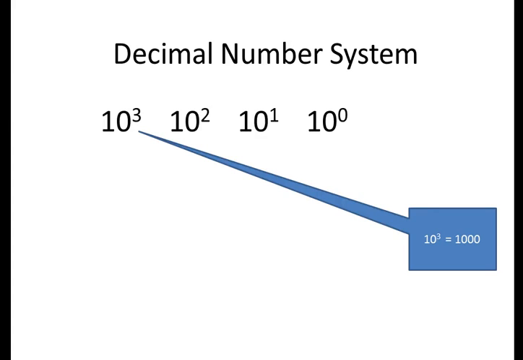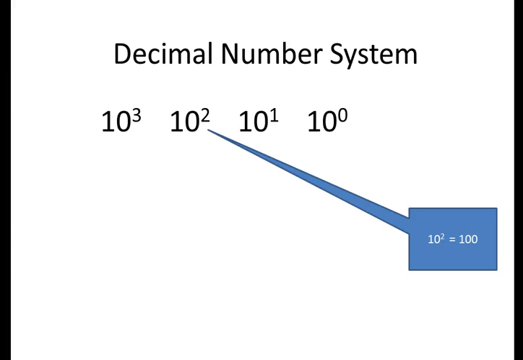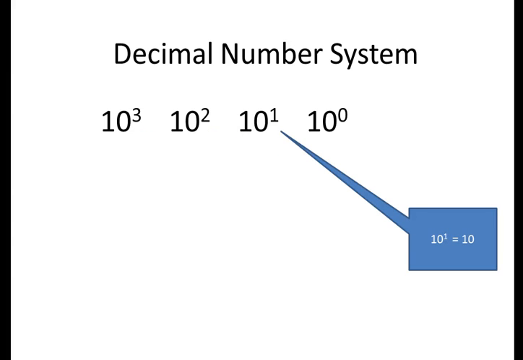Don't forget 10 to the power 3 is 10 times 10 times 10, or 1000. 10 to the 2 is 100. 10 to the 1 is 10. And 10 to the 0 is 1.